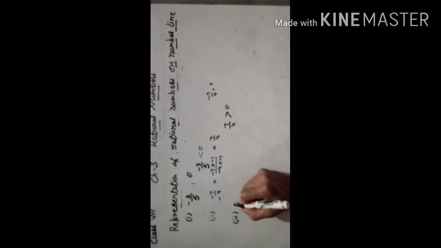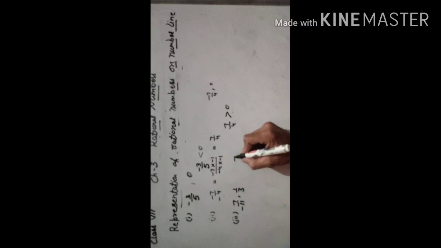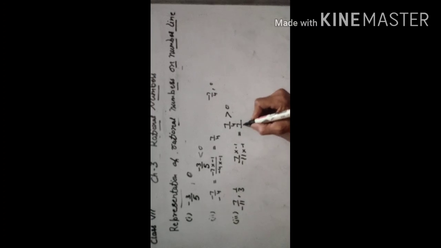Third part is 7/-11 and 1/3. 7/-11, multiplying by -1 over -1, make the denominator positive. Now -7/11 and 1/3. We know a negative number is smaller, so 1/3 is greater than -7/11.